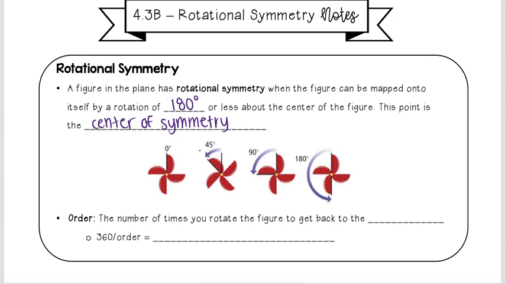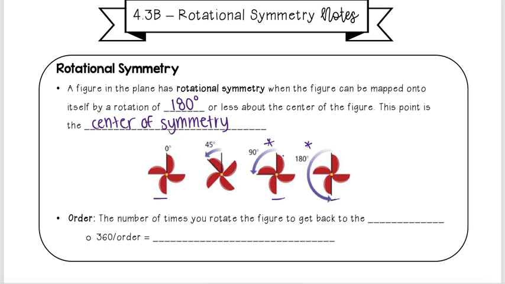I'm starting at 0. If I go 45 degrees, it doesn't quite look the same. However, when I go 90 degrees, I see that these two pictures look the same. And if I go 180 degrees, they also look the same. So this one would have rotational symmetry at 90 degrees and 180 degrees.